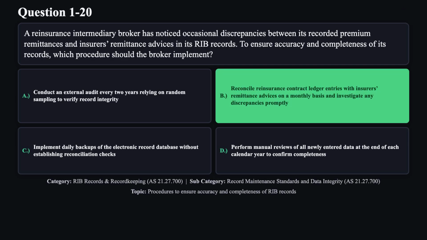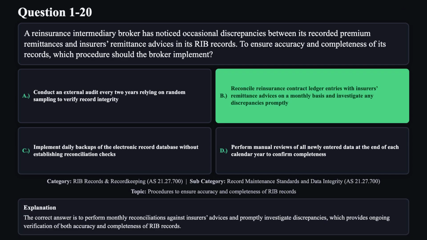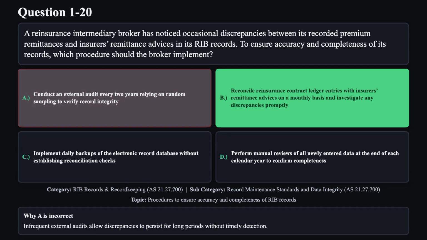The correct answer is B. The correct answer is to perform monthly reconciliations against insurers' advices and promptly investigate discrepancies, which provides ongoing verification of both accuracy and completeness of RIB records. Reason A is not correct. Infrequent external audits allow discrepancies to persist for long periods without timely detection.